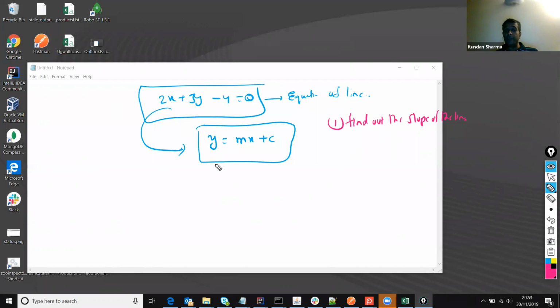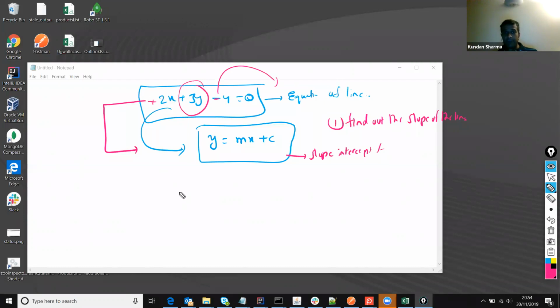How do I find the slope of the line? This is the slope-intercept form, right? So if this is the slope-intercept form, we have to convert this equation to this format. So how do I convert this? My y term should be on the left-hand side, and all the other terms should be on the right-hand side. This is my y term. I'm going to keep it on the left-hand side, and I'll transfer all the terms to the right-hand side. So here this is -4. If it goes toward the right-hand side, this -4 will become +4. And this is plus 2x. If it goes on the right side, it will become -2x. Is it clear?